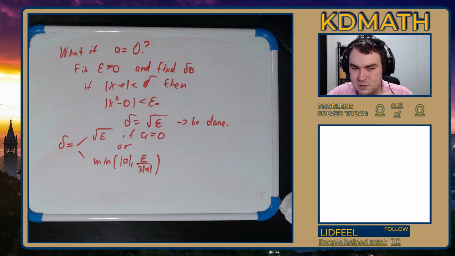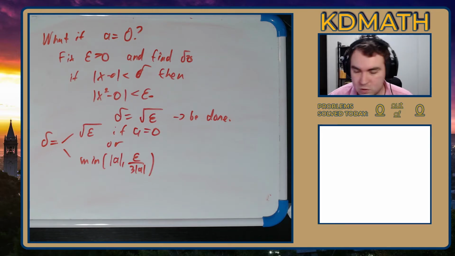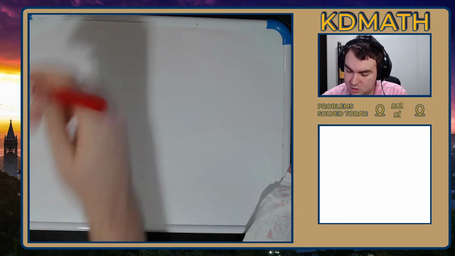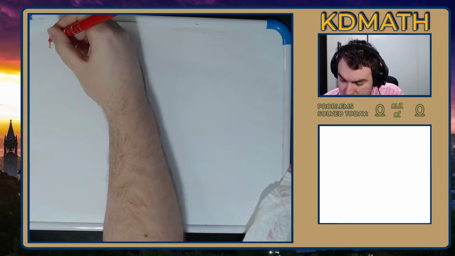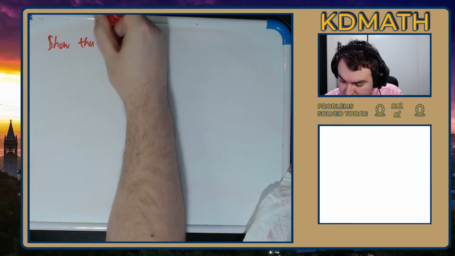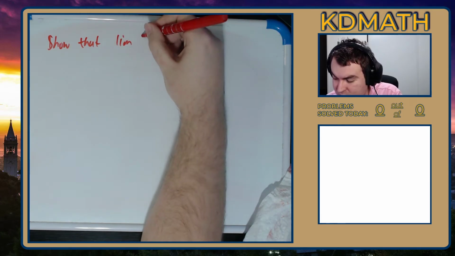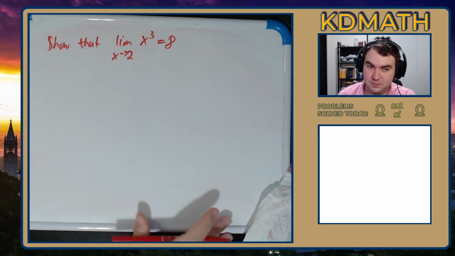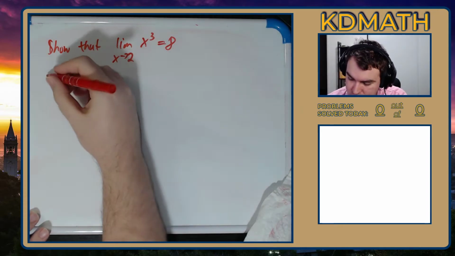So this is how you approach these questions for a general a. Now let's see how we would approach it for a specific a. Let's see how we would solve a similar question, an actual question that you could maybe see on an actual exam at the level at which we are learning this. Let's try to solve the following question. Prove or show that the limit of x cubed as x goes to 2 equals 8. So, solution.